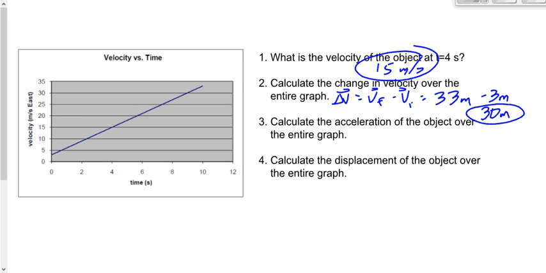Now, the acceleration over the entire graph, take the slope of that, which is rise over run, but the rise corresponds to delta V. The rise is 30 meters per second. The run is 10 seconds. The acceleration is 3.0 meters per second squared.